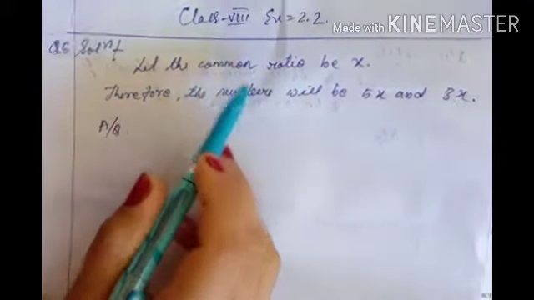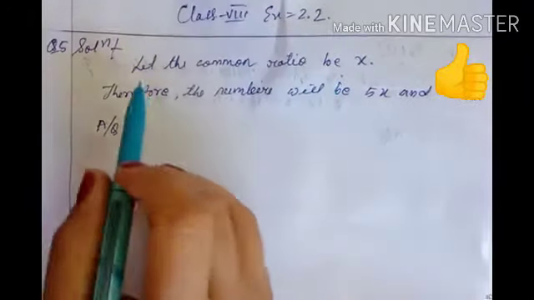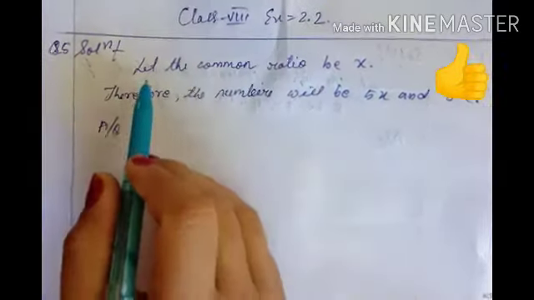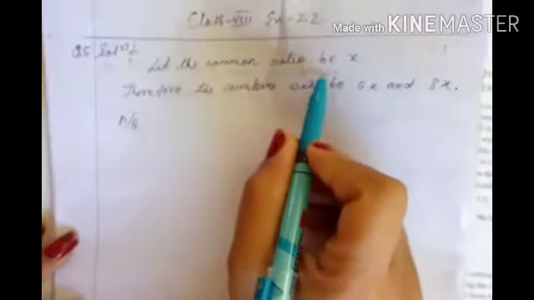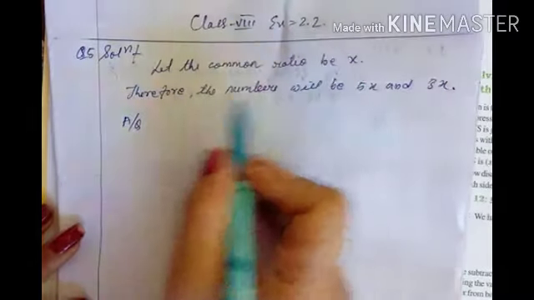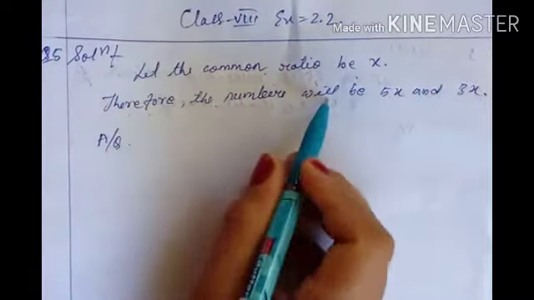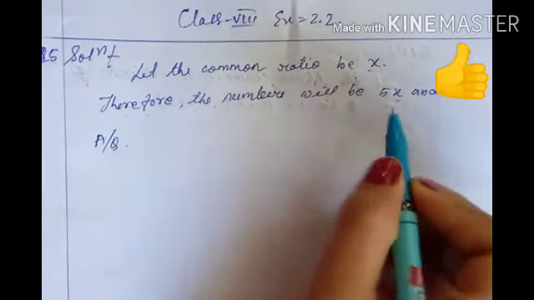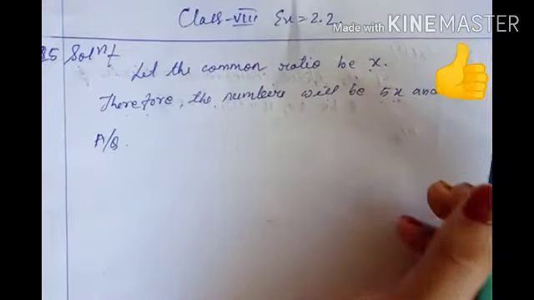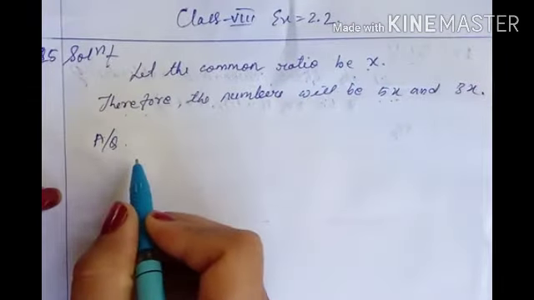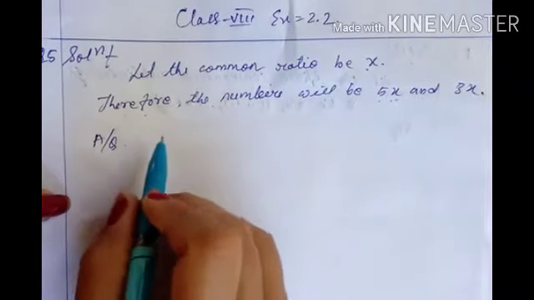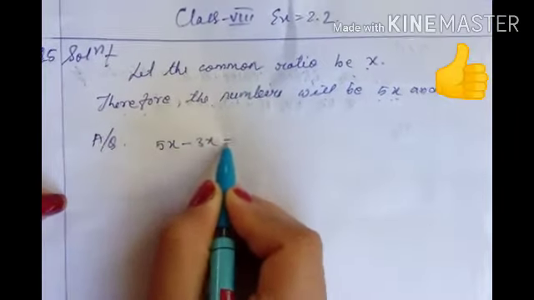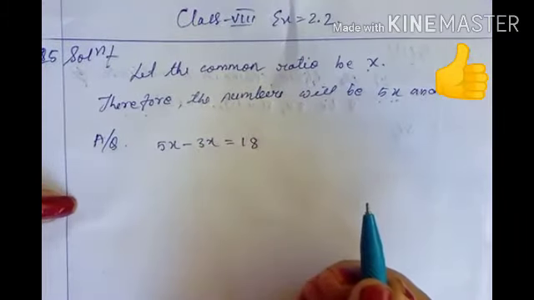Let the common ratio be x. There will be a common ratio between 5 is to 3, so we will assume that common ratio as x. Therefore the numbers will be 5x and 3x, because the common ratio is x. According to the question, they differ by 18. So the difference of these two, 5x minus 3x, is equal to 18.